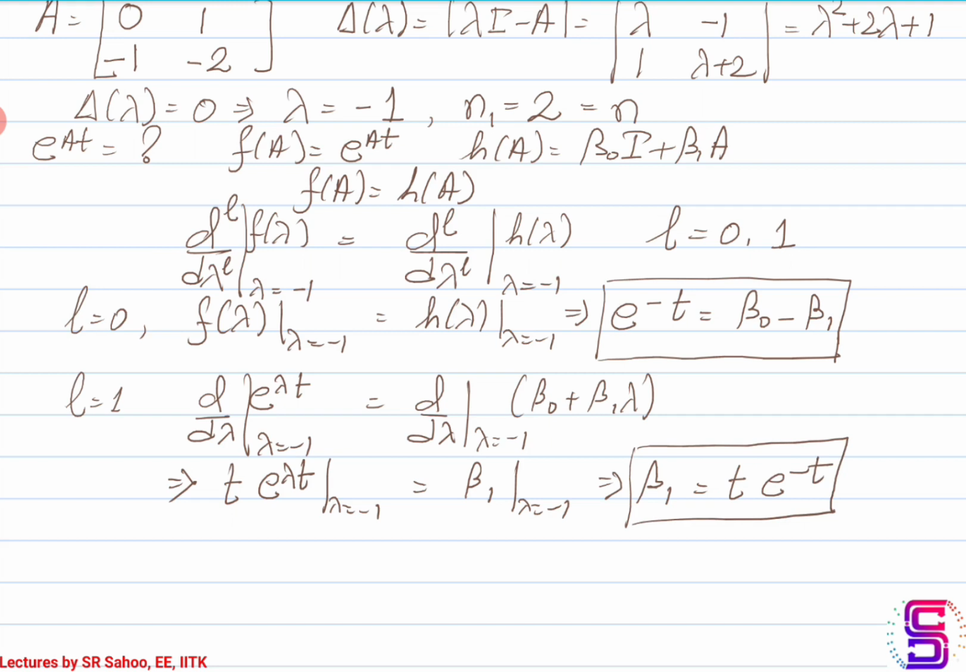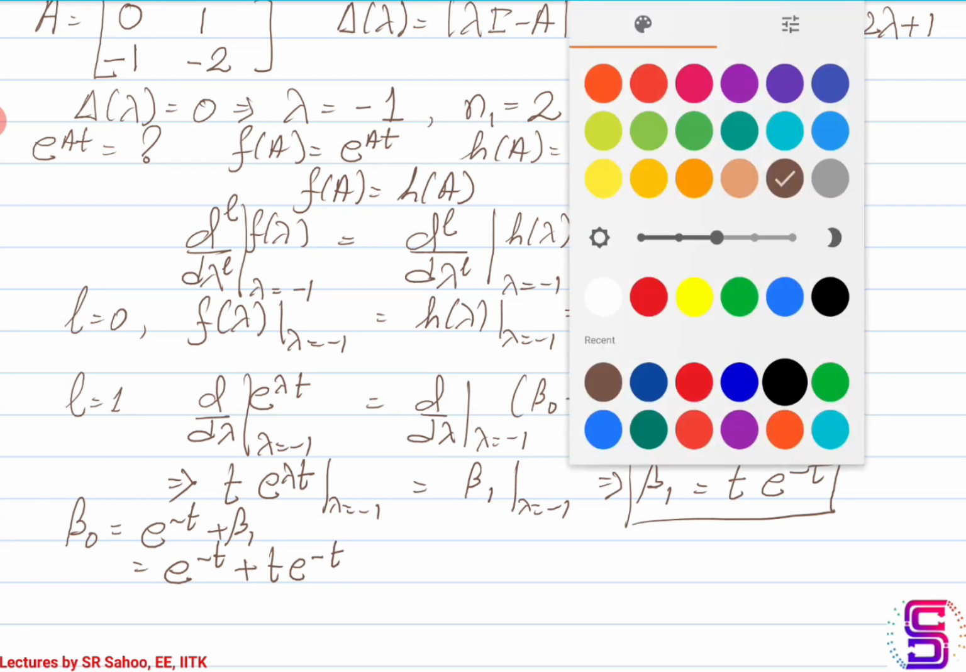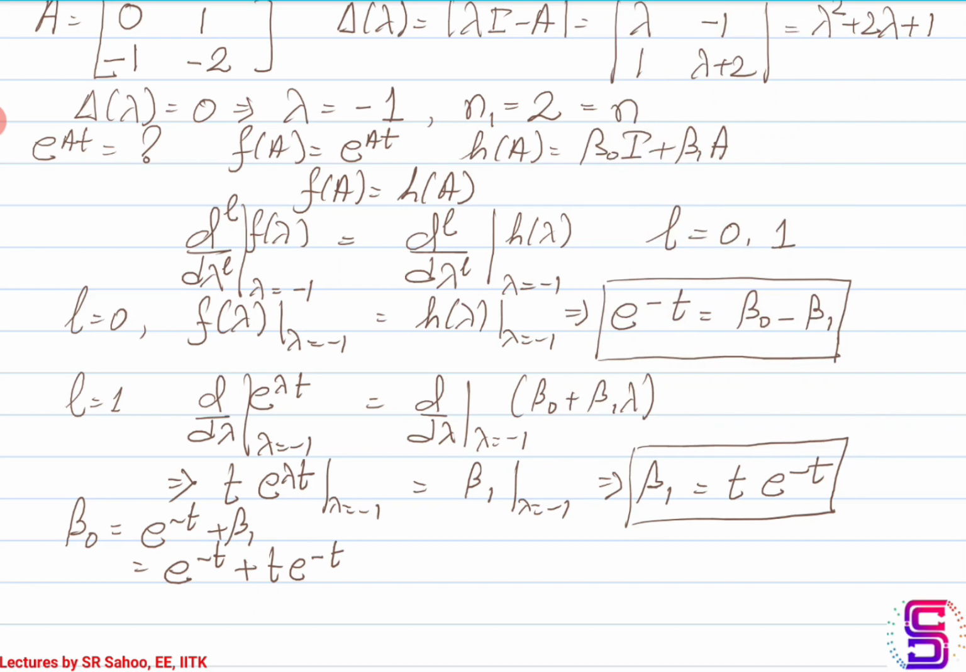Now you can use both the equations to get what beta 0 and beta 1 are. In this case, fortunately, we have directly got what beta 1 is. So we need to find what beta 0 is. So we get that beta 0 is nothing but e power minus t plus beta 1, which is e power minus t plus t e power minus t. Okay. I'll use this small page to complete the derivation entirely.